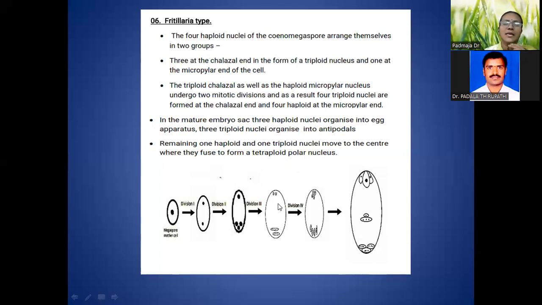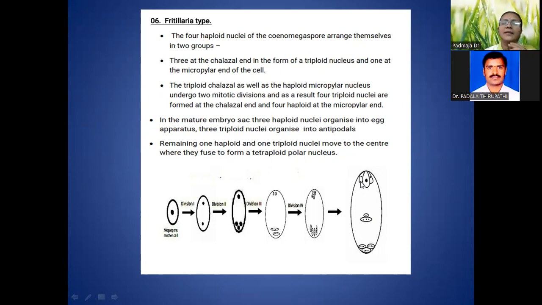That means you see here on the upper side, 2 are formed, and on the lower side, 1 gives rise to, in each one, 1, 2, 3 nuclei are present here. That is called the triploid one. And the remaining 1 haploid and 1 triploid nucleus move to the center. We just have to remember that here the triploid means 2, 3 nuclei are present. And 1 will be haploid and 3 will be triploid structure will move to the center. That means how many are there? 3 plus 1, 4 are present at the center.